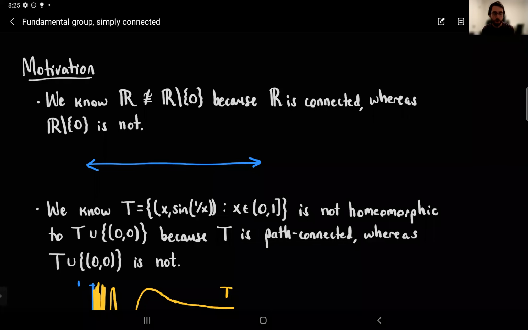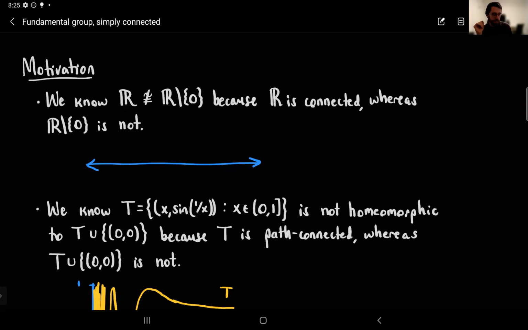I mentioned in the video on homotopy, the previous video, that we would use that concept to build up to something called simply connected. It's a new type of connectedness. And the idea behind it, or the reason we like to use it, is mostly because it helps us discern topological spaces from one another.